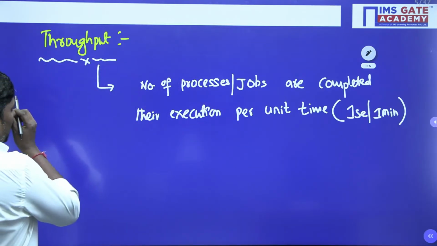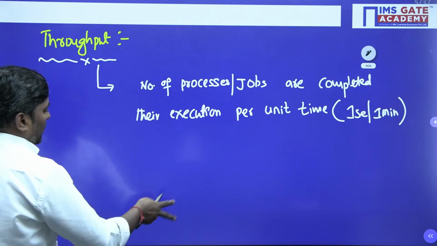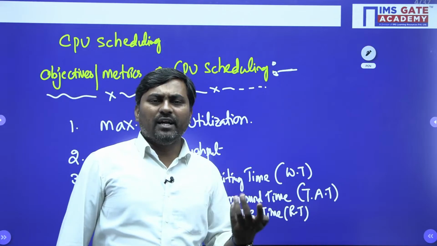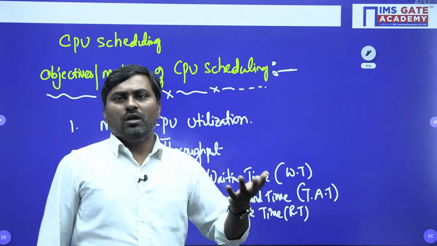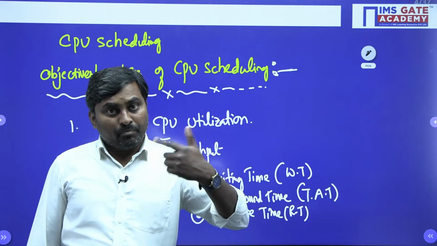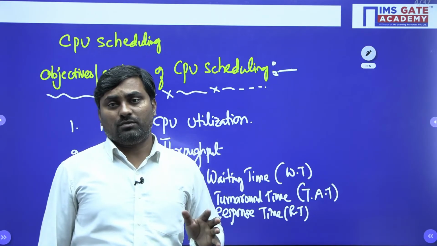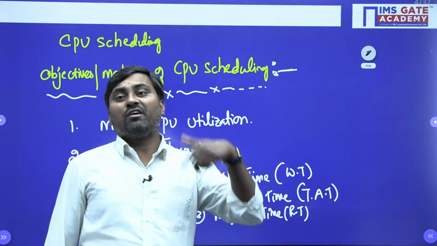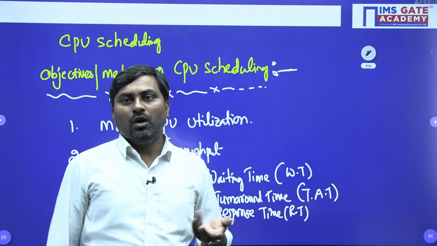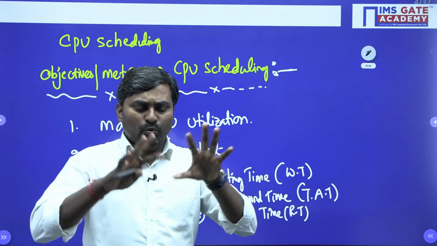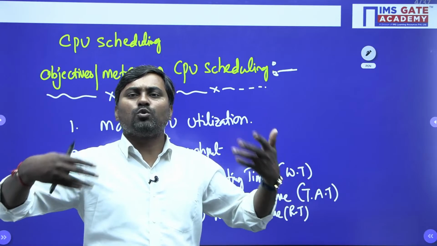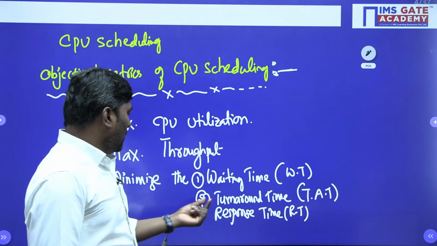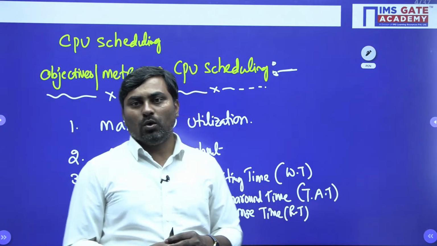So the next term I gave here is minimize the waiting time. Please understand, in the system a process may wait for a resource, or wait for an IO device, or wait for another process, like this. So try to minimize the waiting time. When you minimize the waiting time of a process, automatically the throughput of the system will also increase, correct? Yes or no?